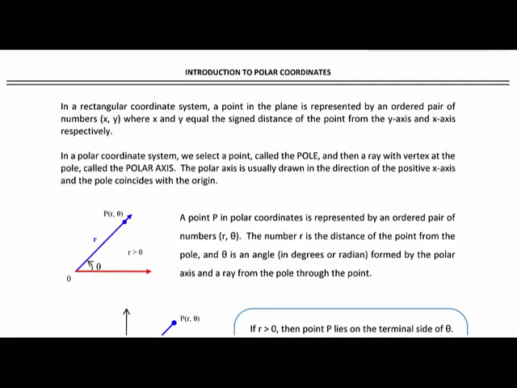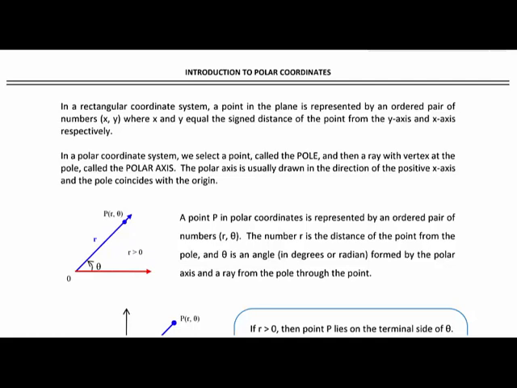This video gives us an introduction to polar coordinates. In rectangular coordinate system, a point in the plane is represented by an ordered pair of numbers x, y, where x and y equal the signed distance of the point from the x or the y axis.